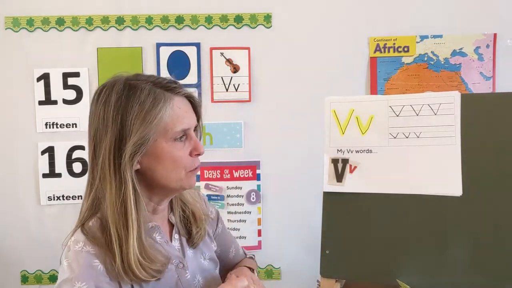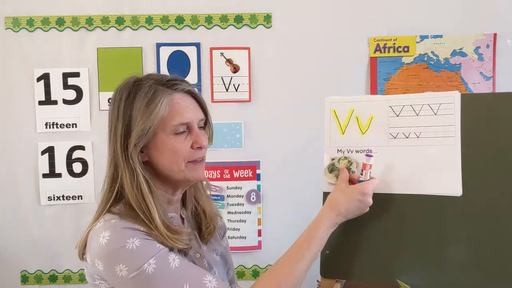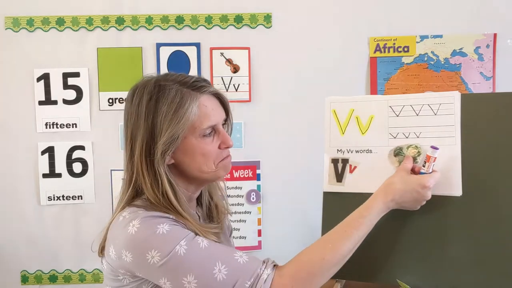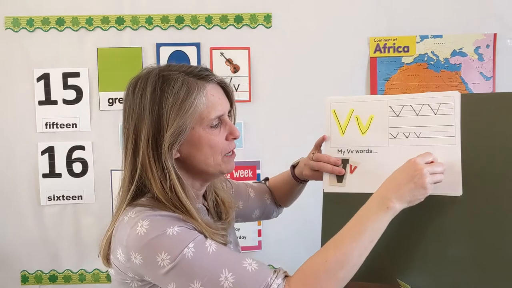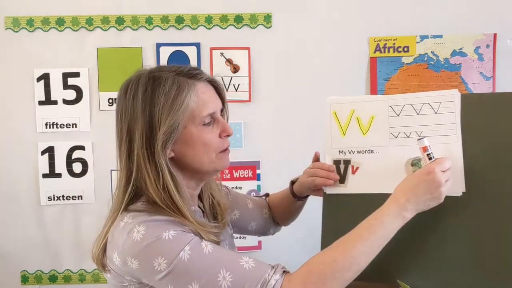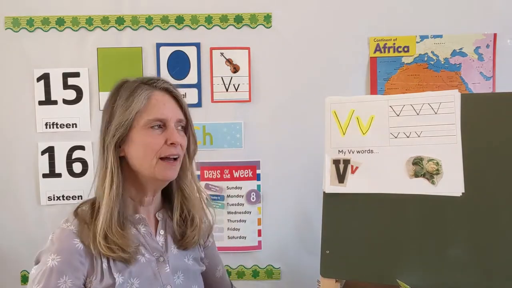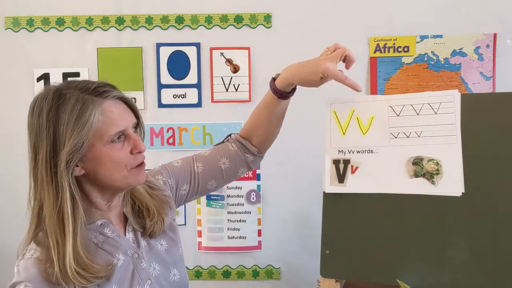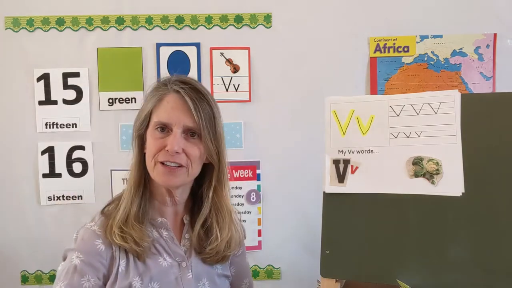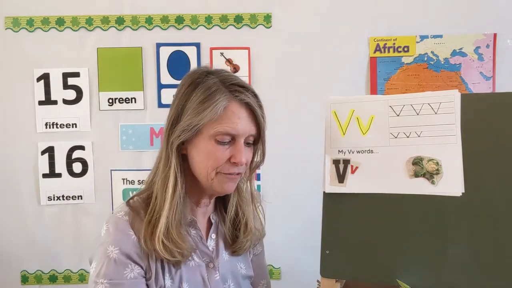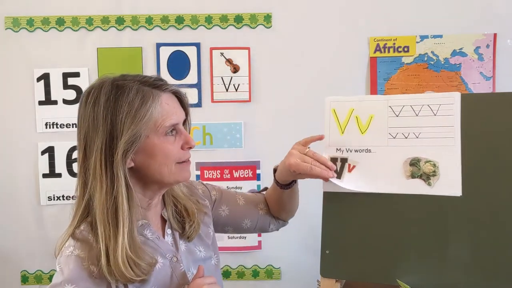So let me get my glue. Where do you think I should put it today? Should I cover the V's? Next to them? I think I'm gonna put it right over here somewhere. It looks to me like it wants to go over here, so I'm gonna make a little circle of glue, don't need a whole bunch, and I'm gonna put my vegetables on there. I have my upper and lowercase that I traced and wrote. I have the upper and lowercase that I cut out and a picture of vegetables. So that's our V.